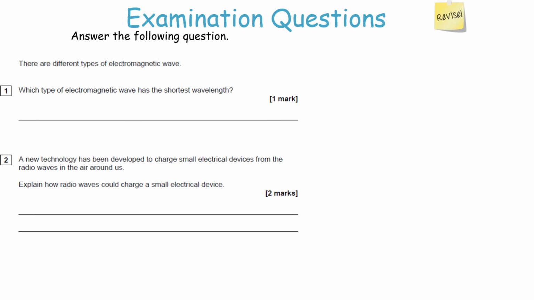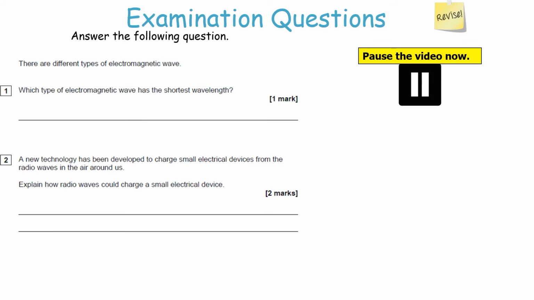Next question. There are different types of electromagnetic waves. Firstly, what type of electromagnetic wave has the shortest wavelength? Then secondly, a new technology has been developed to charge small electrical devices from the radio waves in the air around us. Explain how radio waves could charge a small electrical device. So pause the video now, then unpause the video when you want to go through your answers.